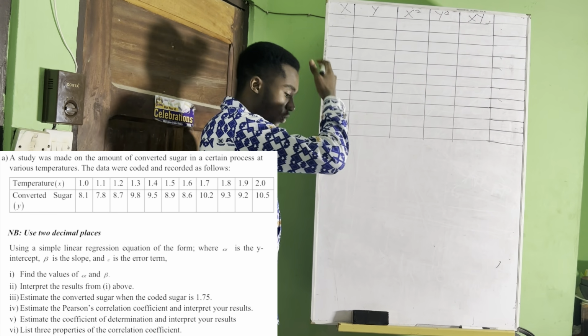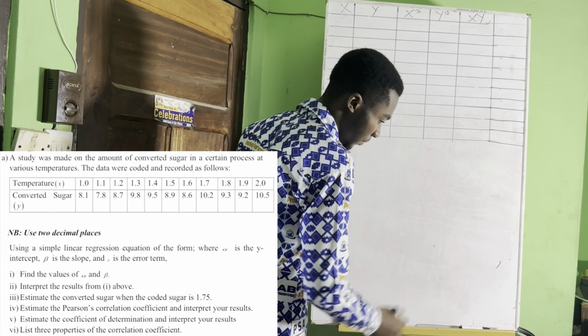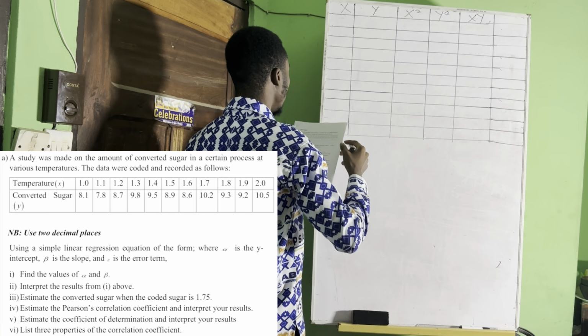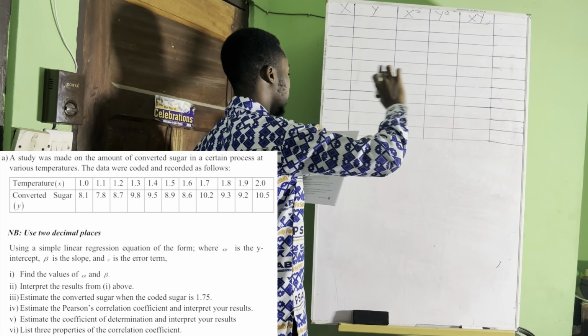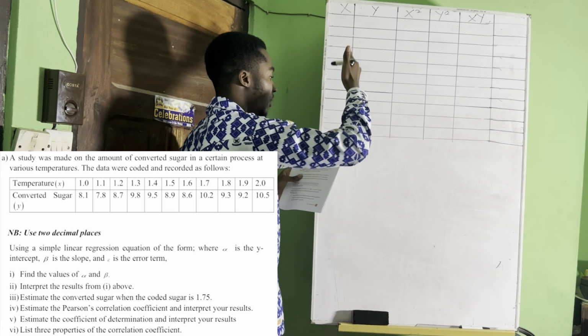Now your X will be given to you, and this one they said your X is the temperature. So they give you the X values. That one they give it to you horizontally like this, but it's better to write it like this vertically. You get it?